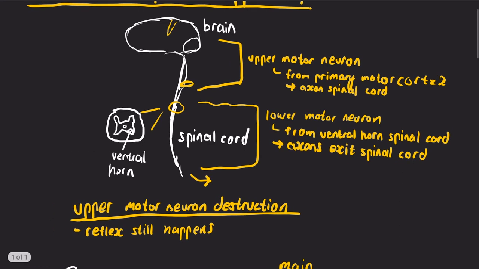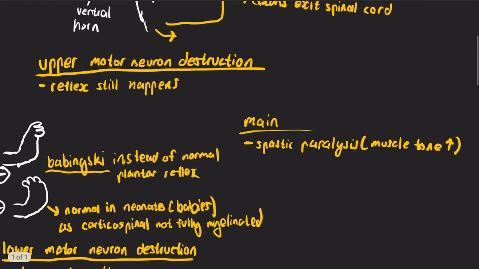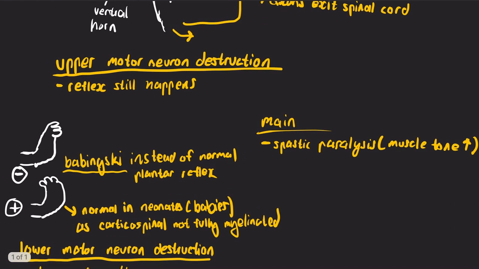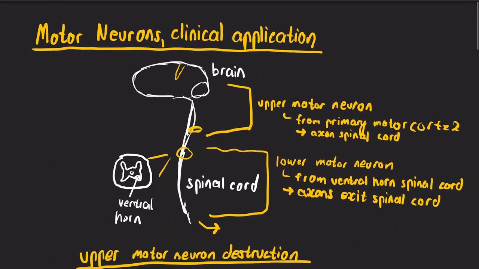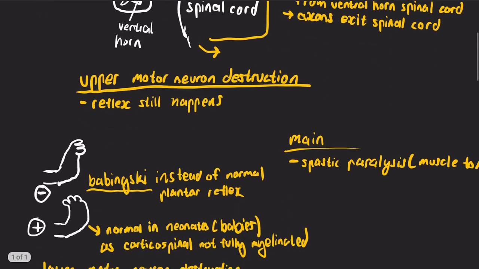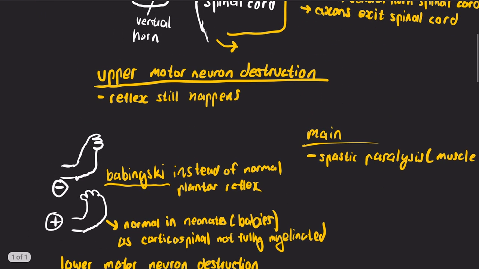Now, let's look at what happens when you damage the upper and lower motor neurons. The upper motor neurons basically have cell bodies that can be found on the primary motor cortex all the way to the axons of the spinal cord. This means if you damage these areas, you will still have a reflex. However, those reflexes may be a little bit more, let's just say, exaggerated.